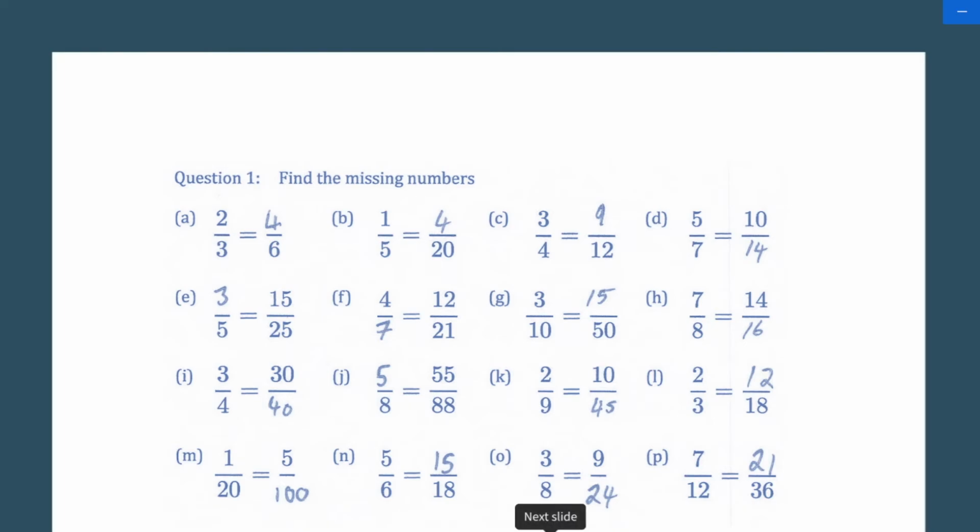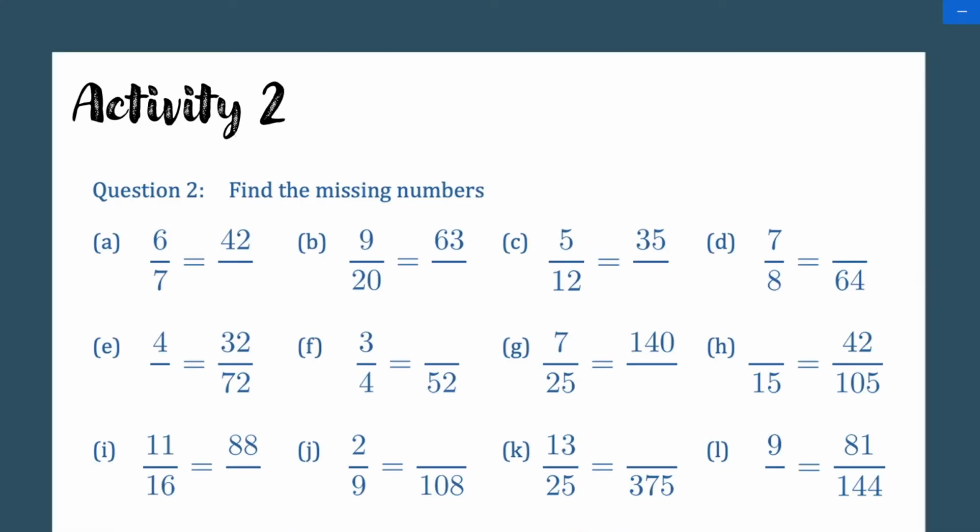Okay, moving on. Here is the next activity, very similar. How do we get from a 6 to a 42? Multiplied by 7. It means this has to be multiplied by 7 as well. And that would be 49, okay? Carry on, pause the video, do the work in the book, and then I am going to give you the answers.